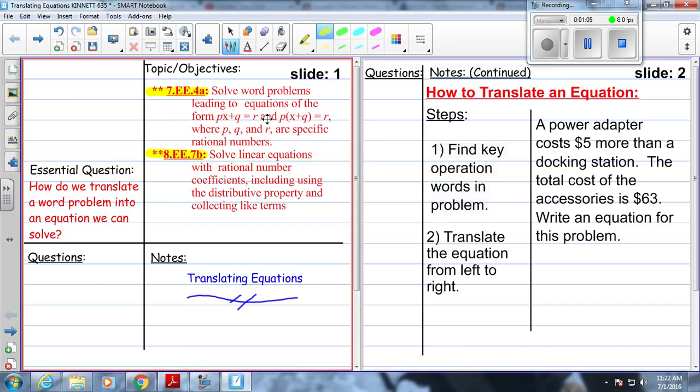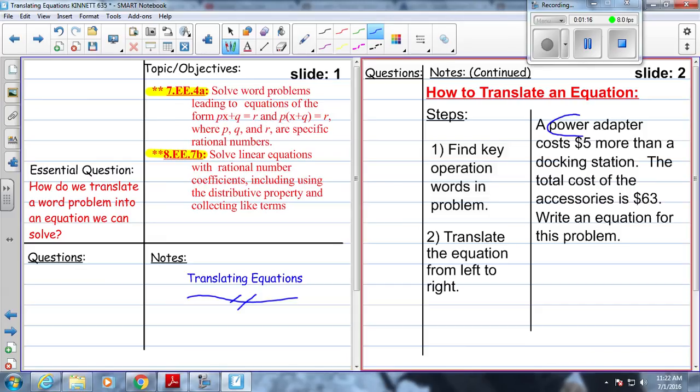operational words. And I like to stay really organized. So we're going to use our marking the text skills here, critical reading strategies, and I see that a power adapter costs 5 more than a docking station.